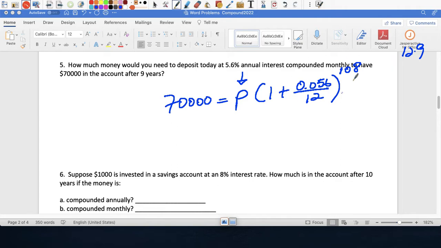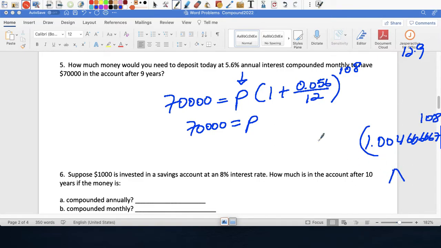All right, let's simplify that parentheses. So 70,000 equals P and all that. Let's see, so 0.056 divided by 12, enter, plus 1, enter. So we're going to have this huge number, 1.004666667. We're going to raise that to the 108th power. So press this button, and then 108, enter. So all that becomes 1.653389868. So that's what you have in the calculator, right?